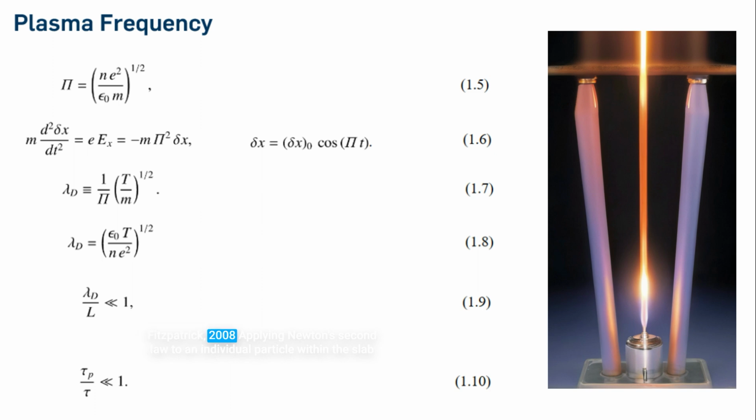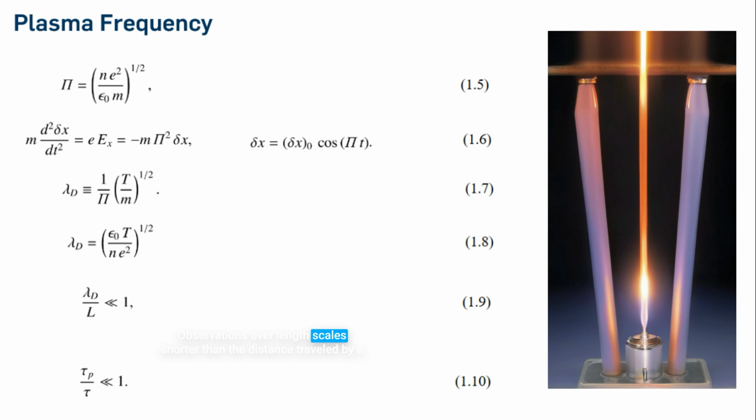Fitzpatrick, 2008. Applying Newton's second law to an individual particle within the slab results in plasma oscillations, observable when the plasma system is studied over time periods longer than the plasma period, and external influences modify the system at a rate no faster than described by equation 1.6. Studying phenomena faster than this implies the investigation of non-plasma physics, such as nuclear reactions.